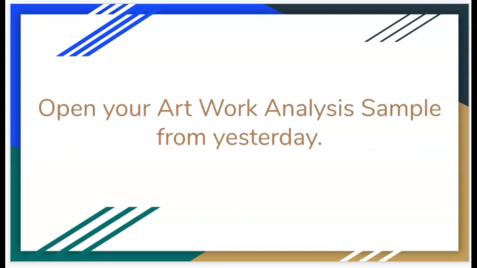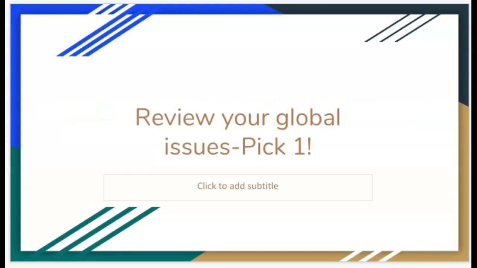So what I want you to do is open your artwork analysis sample from yesterday and pull that out. Once you have it open, the next thing I want you to do is review your global issues. Just look through all of them, read what you had in the 5 different categories, and then pick the one that you think is the best, the one you can best explain, the one there's the most evidence for.